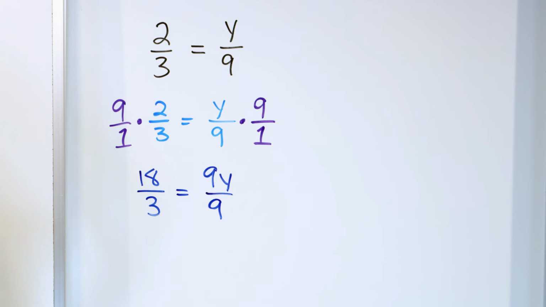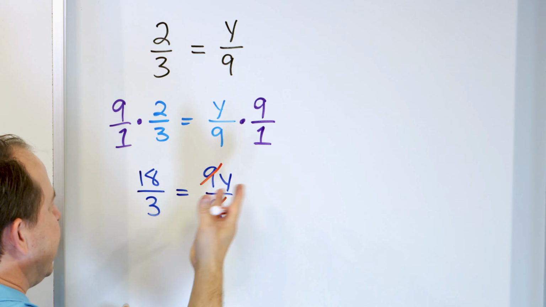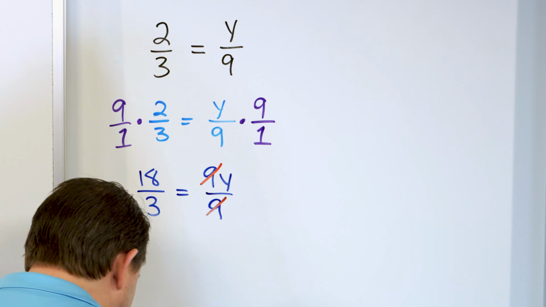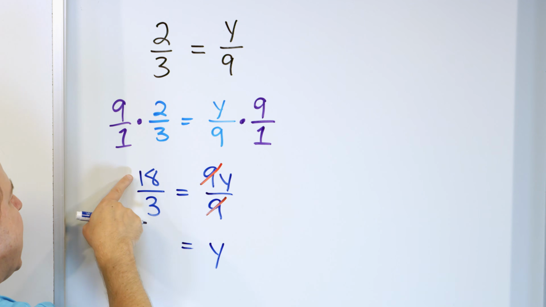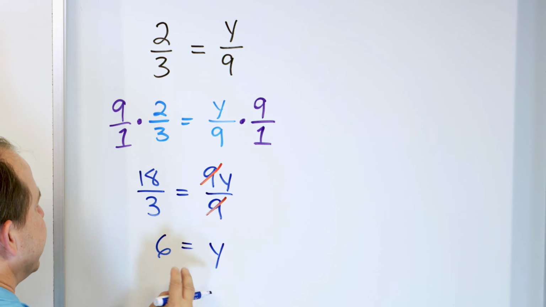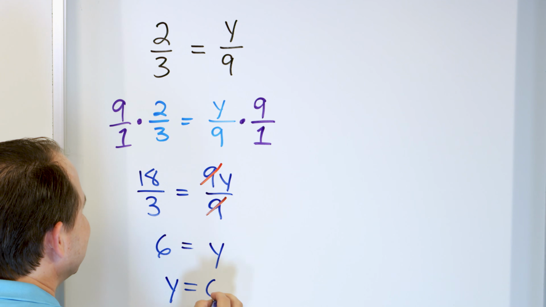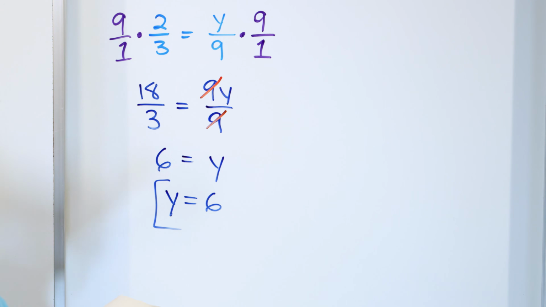Now, what have we done? We have now 9 divided by 9, so that goes away. And the only thing we actually have on the right-hand side is y, which is what we want, and then 18 divided by 3 is 6. Flip it around. Y is equal to 6. This is the answer. Y is equal to 6.